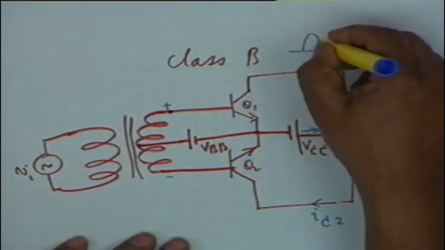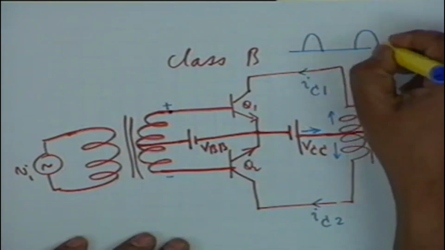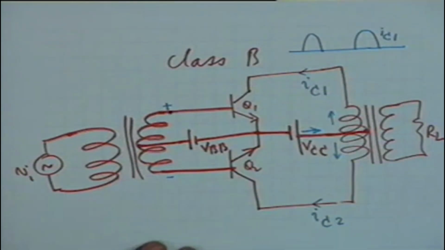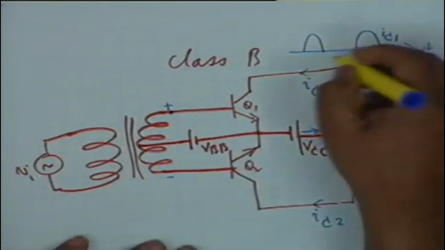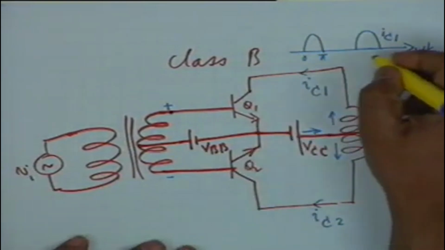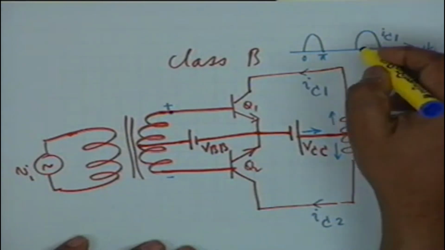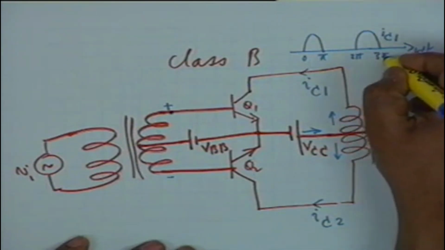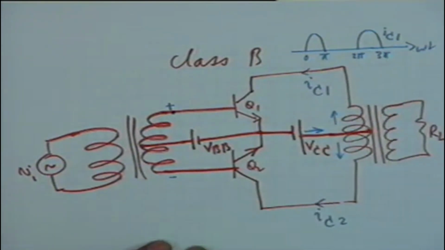Therefore, if you plot IC1, it would be like this. IC1 will be pulses like this, half cycles. If you plot versus omega t, 0, pi, 2 pi, then 3 pi and so on.